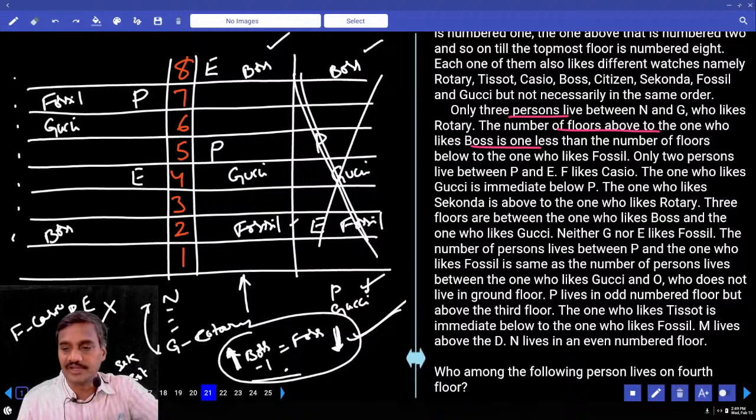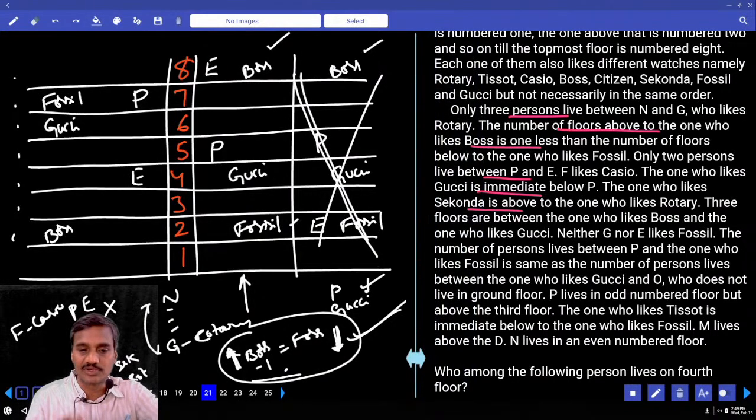Next, only 2 persons between P and E. F likes Casio, and only 2 in between P and E. The one who likes Gucci is immediately below P, and the one who likes Seiko is above the one who likes Rotary. Now who likes Rotary? G likes Rotary.